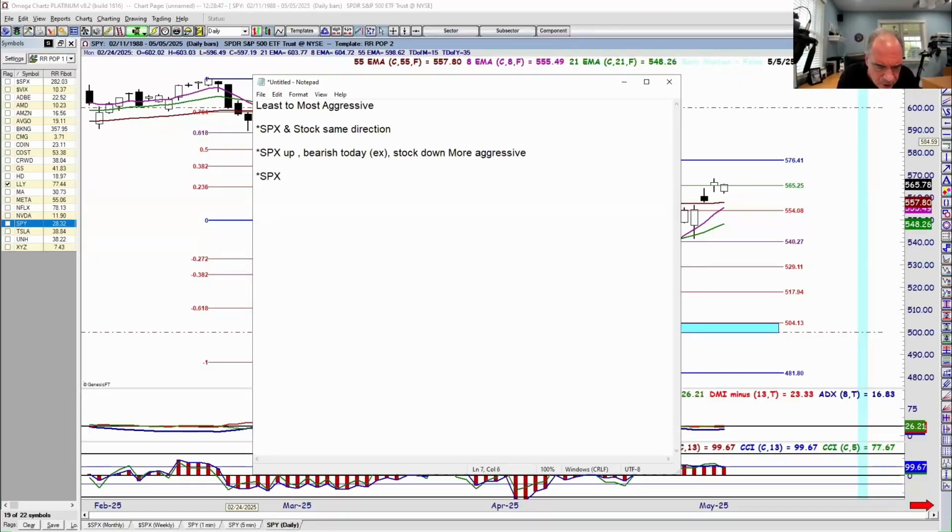SPX up today also. So what do I mean by that? What I mean is the S&P is at a bullish trend and it's up today. Stock is bearish, right? Most aggressive. So if you take this little chart and work off of this and say, okay, which one of these is it?